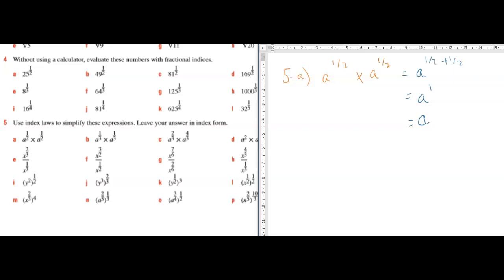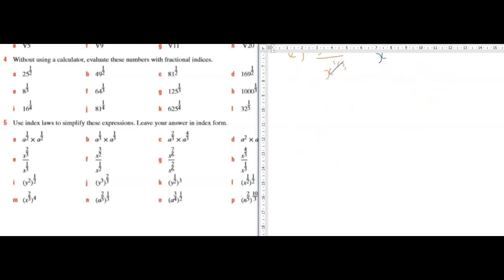Let's do question E. So we've got x to the power of 2/3 over x to the power of 1/3. So remember, when we're dividing your powers, you subtract your powers. So that 1/3 you just take away from there. So it's going to be x to the power of 1/3. And it says to leave in index form, so we're just going to leave it as x to the power of 1/3. But that is the same as the cubed root of x.